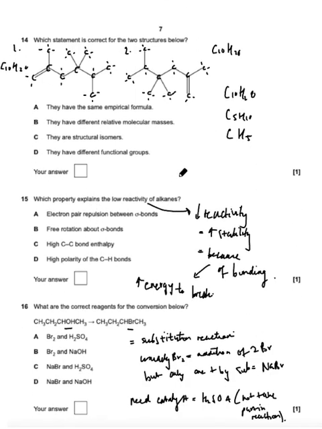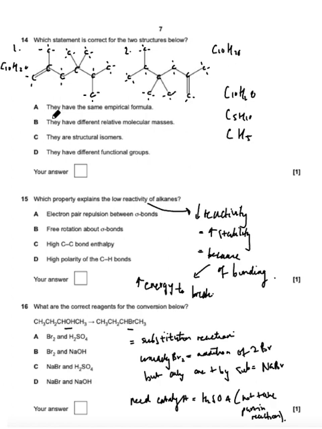Okay, which statement is correct for the 2 structures below? Right, so this is what we're given. They have the same empirical formula, right? So empirical formula, we determine that from the molecular formula, and we keep breaking it down to the most simple empirical formula we can get. So if we count all the carbons and the hydrogens on this side, we have C10H20, and if we name this structure number 2, and we add up all the carbons and hydrogens, we get C10H20, so the same MR.